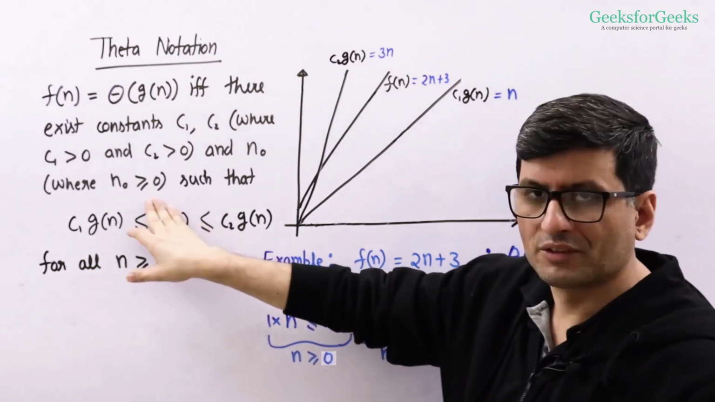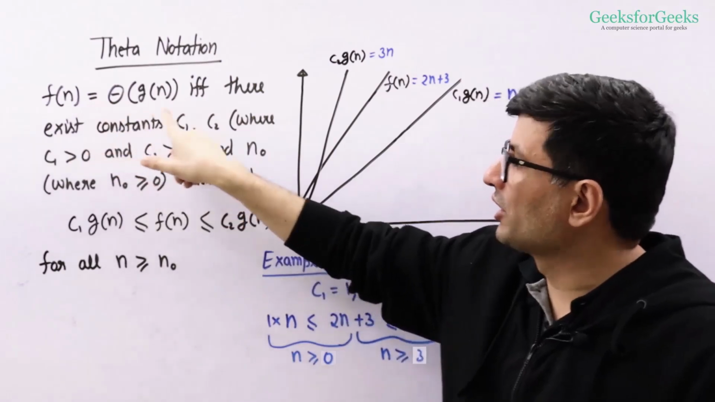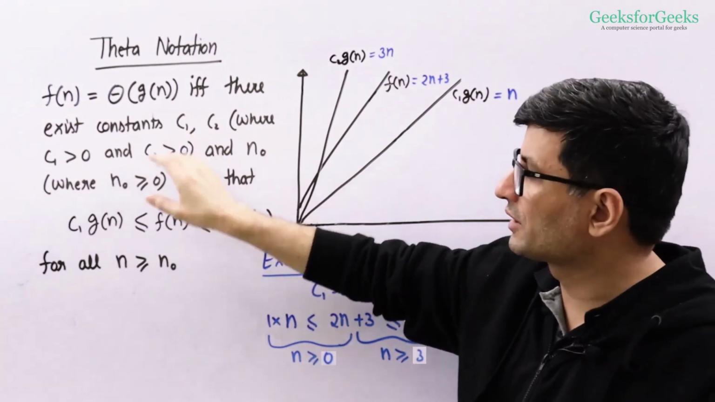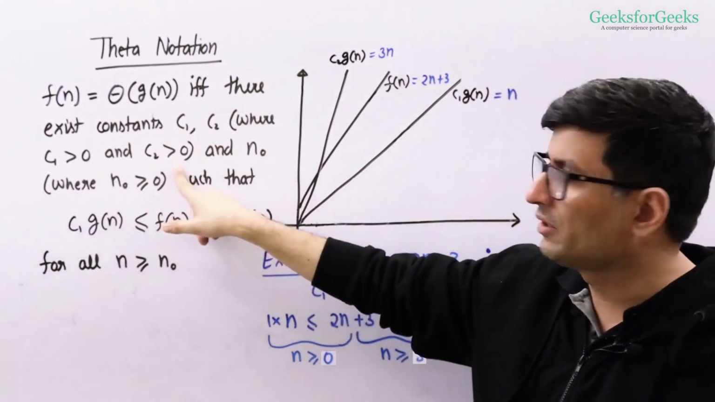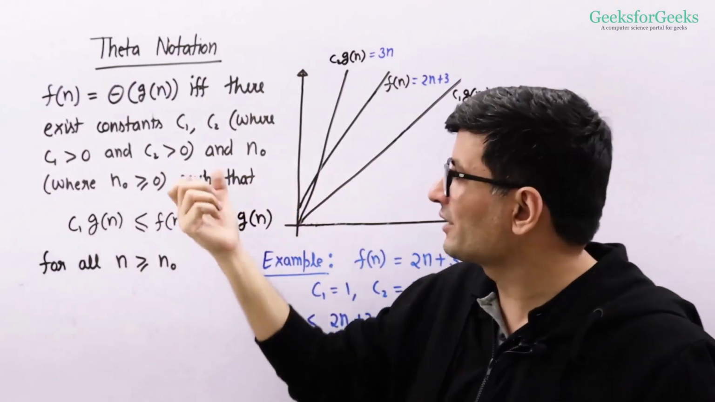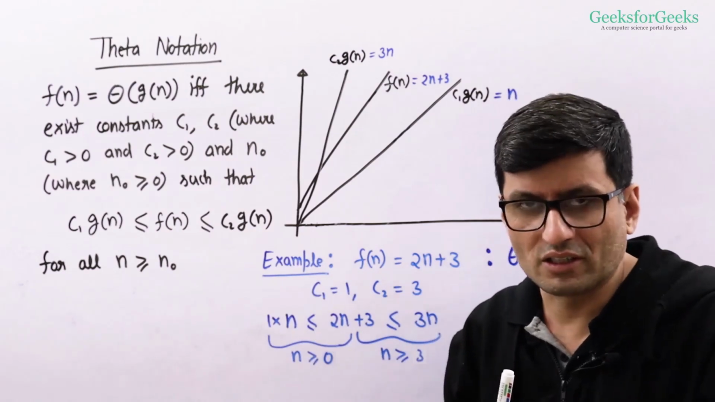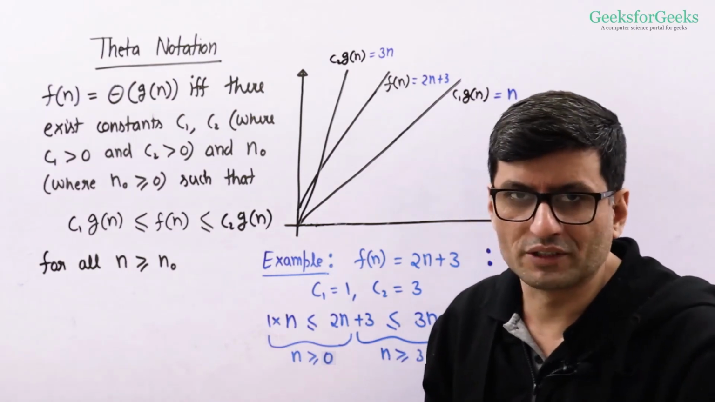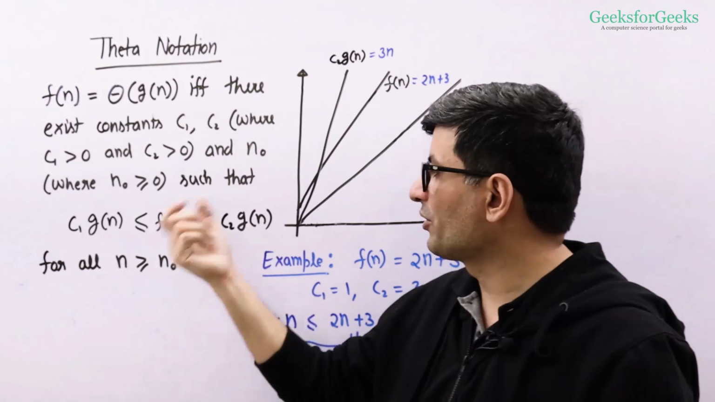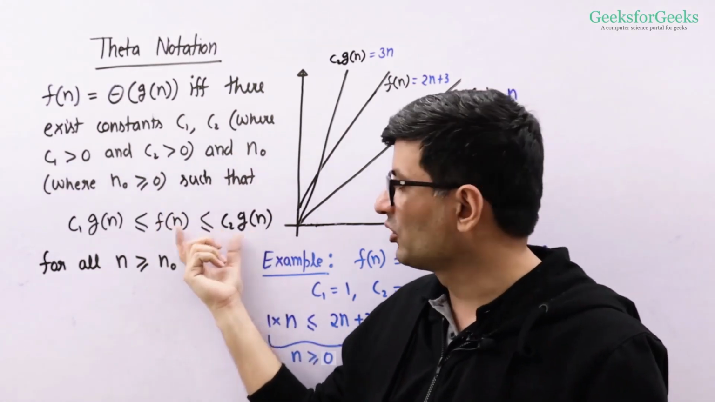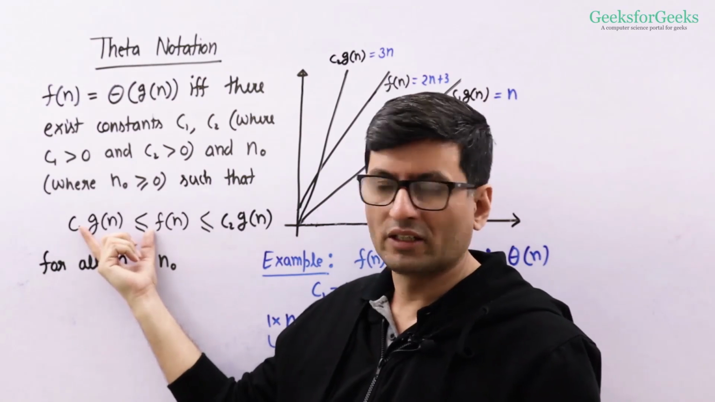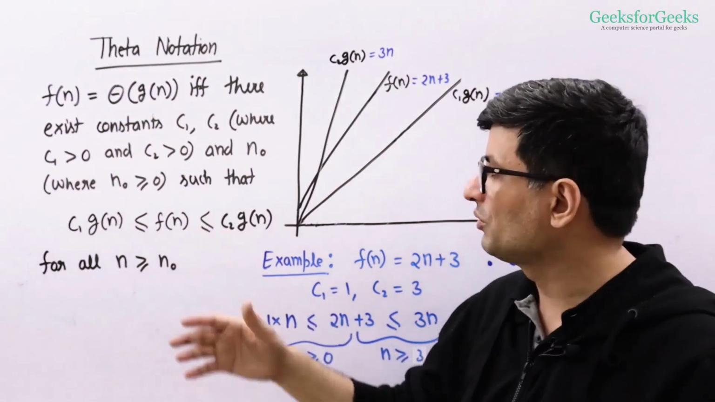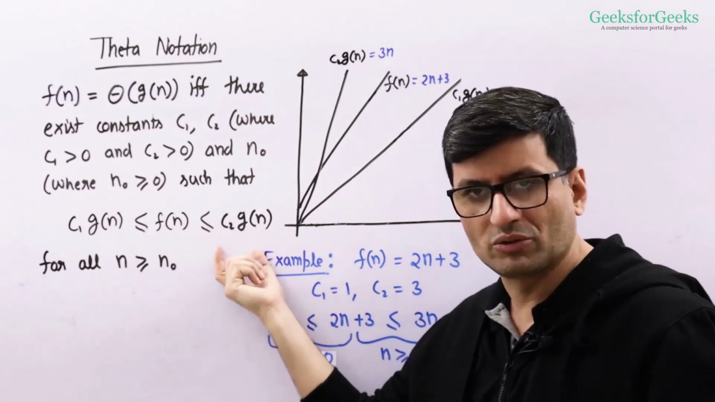Let's see the mathematical definition. We say f(n) is theta of g(n) if and only if there exist two constants C1, C2 such that C1 is greater than 0, C2 is greater than 0. If you compare this theta notation definition with big O notation and omega notation, it's a combination of both the definitions. In big O notation, we were bounding from this side. In the omega notation, we were bounding from this side, right? And there was one constant in both of them. Since we are combining those two, we have two constants C1 and C2 now.